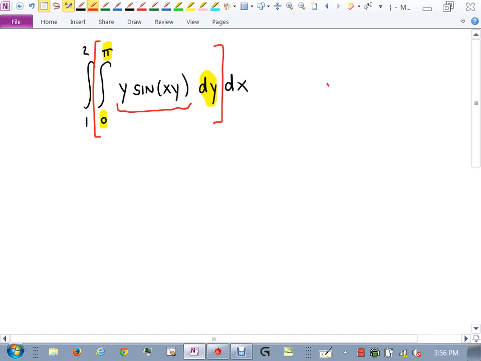I mean, that's like me asking you to integrate this. Isn't it? I mean, like the x is a constant. When I look at that, x is a constant. So could you integrate that? Well, I hope so.